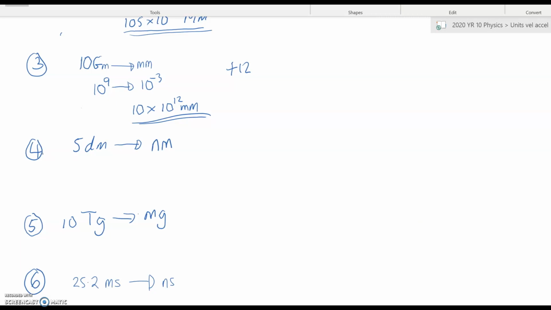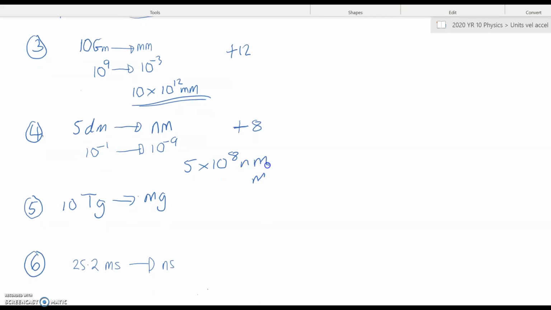Okay, next one. This one's a little bit tricky because we're going to be doing deci to nano. Now deci, if you can remember, I'll just write this down, is 10 to the minus 1. We're going to nano, which is 10 to the minus 9. So actually we're going from large to small. So therefore we are going to have a positive power. As you can see, that's going to be a difference of 8 from negative 1 to negative 9. So my final answer is going to be 5 times 10 to the power of 8 nanometers.